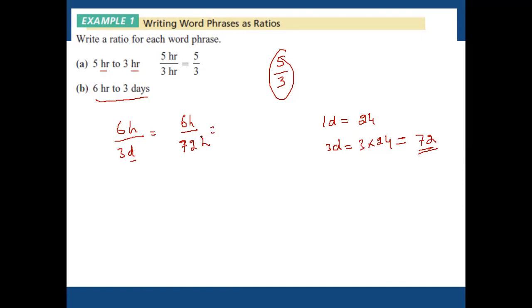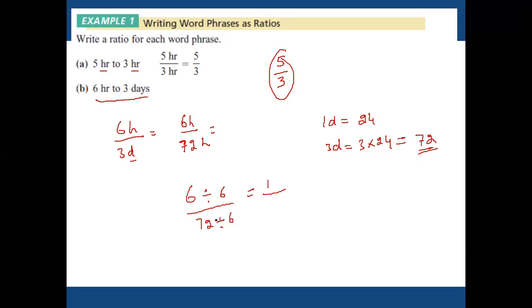So now you can simplify. How can you simplify? If you divide both numerator and denominator by 6, 6 divided by 6 is 1, and 72 divided by 6 equals 12. So 1 over 12. Or you can write it in the form of 1 ratio 12.